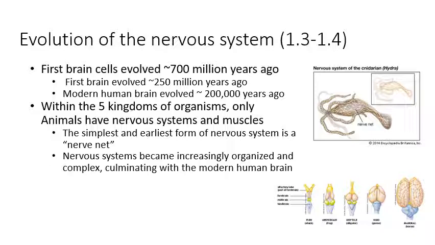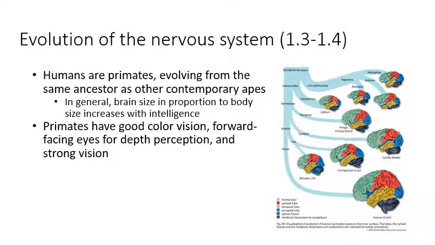And over time, nervous systems became increasingly more organized, complex, and localized, culminating with the modern human brain, which is the most complex nervous system. Humans are primates, and we evolved from the same ancestors as other apes that still exist. So we didn't necessarily evolve from apes that exist now, but we have common ancestors.